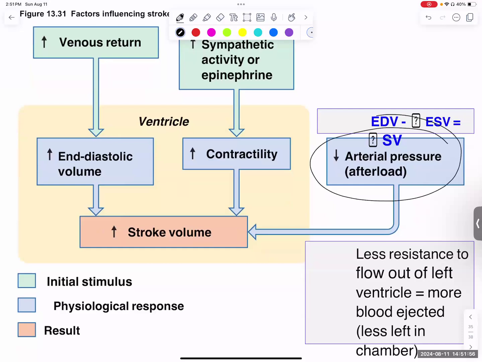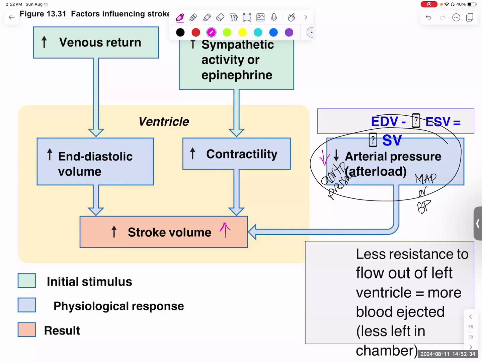Here's where arterial pressure is. This is mean arterial pressure or blood pressure, essentially aortic pressure. How much pressure do you have in the system? So anything that can decrease arterial pressure is going to increase stroke volume. So if you have a decrease in arterial pressure, you have an increase in stroke volume because it's like lifting less weight, you can move faster, you can eject more.